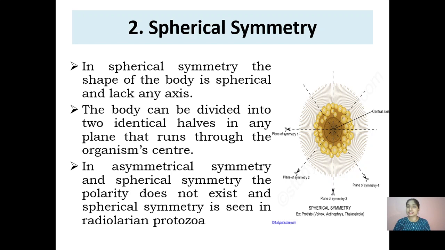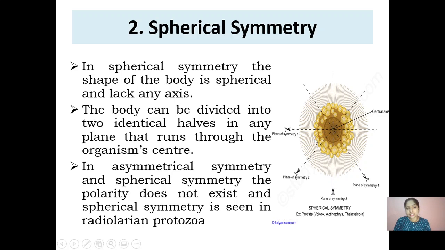Second one is spherical symmetry. In spherical symmetry, the shape of the body is spherical and it does not have any axis. It basically lacks an axis. The body can be divided into two equal halves in any plane that runs through the organism's center. So, whatever the plane here is, no matter in which direction, it has to compulsorily pass through the center of the organism in order to get two equal halves.